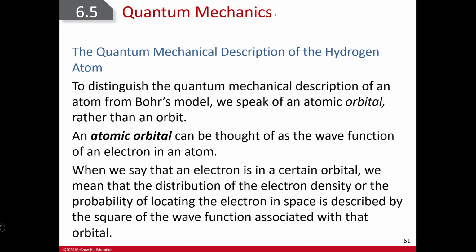So because they're not rigid orbits, like Bohr's theory, we call them atomic orbitals. Know the difference between an orbital and an orbit. An orbital comes about by a wave function, and the square of that wave function gives us the probability of where the electron is located.